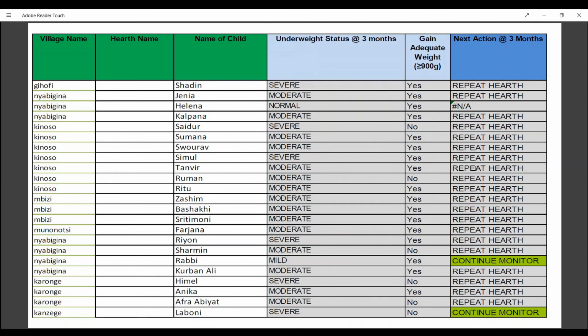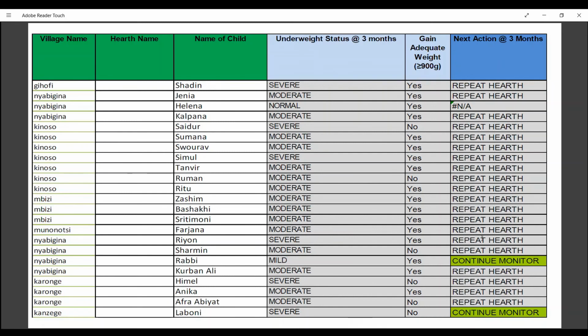For this particular program, we can see that most of the children have to repeat HEARTH, so this is not good. We can see that from day 12, it seems that the program was doing quite well. There was some progress up to 1 month, but the data started to look a little bit worrisome because we only had 2 improvements in nutrition status. From day 12 to 3 months, it's a very crucial period because it's a period of follow-up.